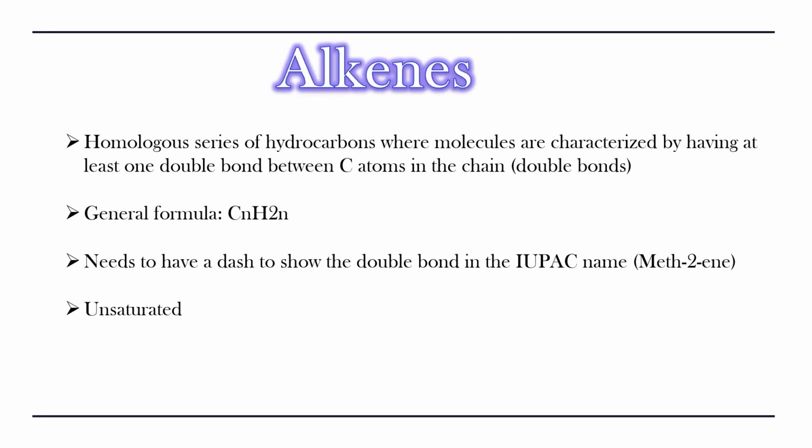The next one is an alkene. This is a double bond. The general formula is here. And an alkene needs to have a dash to show the bond in the IUPAC name. And an alkene is an unsaturated compound. Here is a diagram of an alkene.